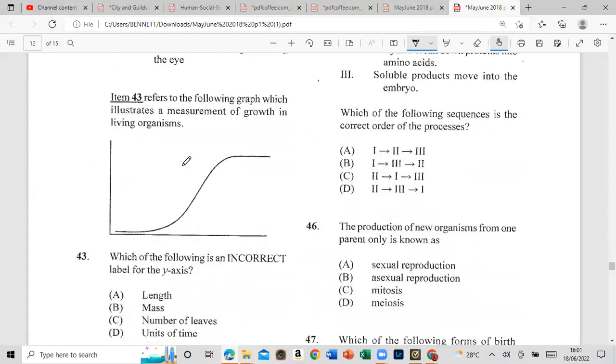Item 43 refers to the following graph, which illustrates the measurement of growth in a living organism. Which of the following is an incorrect label of the y-axis? Is it length, mass, number of leaves? Let's see. Oh, the y. So that is the length, the mass, the number. Oh, time, now I'm gonna go on the x-axis. Oh god, how could I miss that? So I'm gonna go with D for 43.